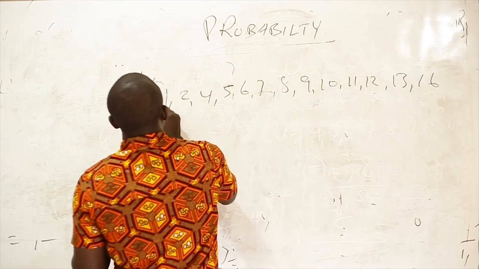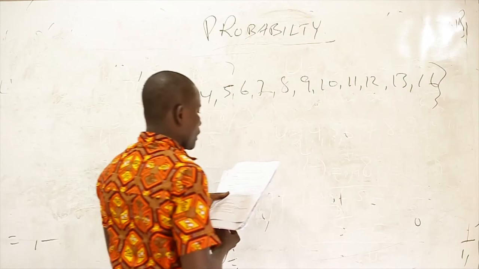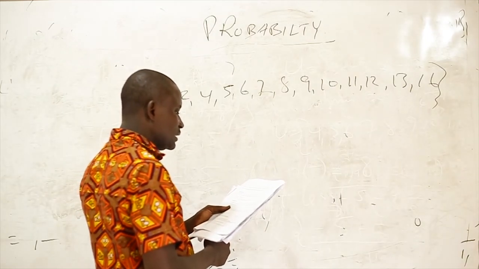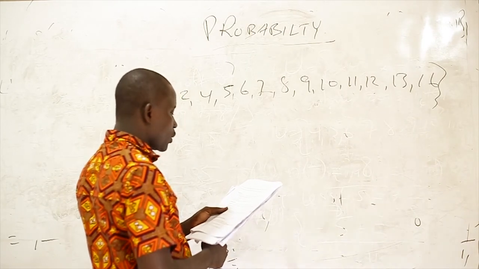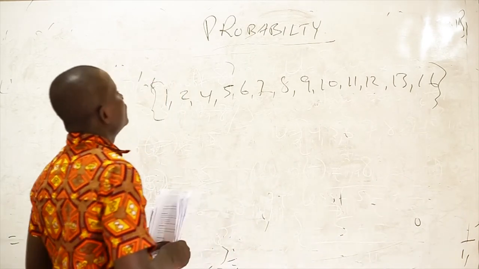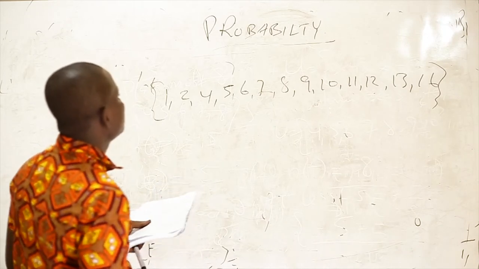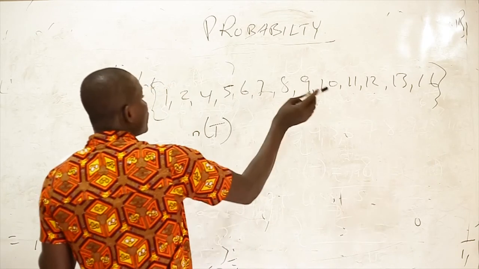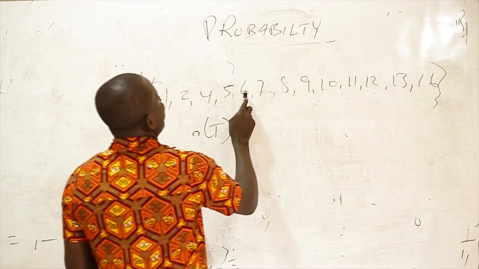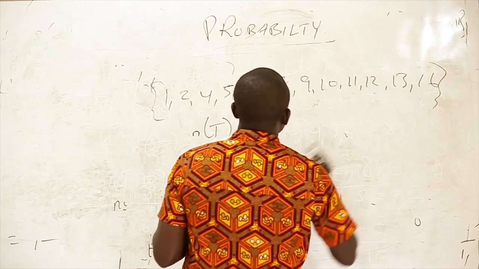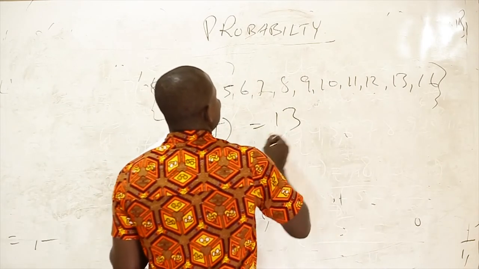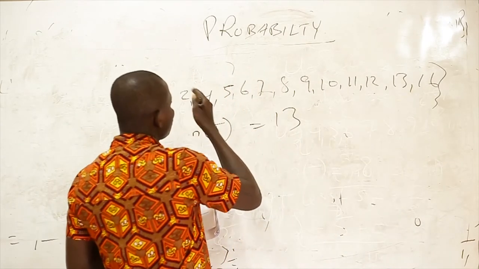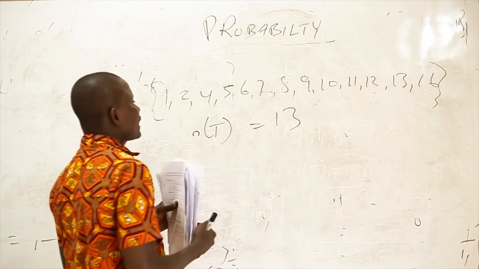It says a number is picked at random from this set. What's the probability that it is either a factor of 16 or a number greater than or equal to 10? So here, you should first list the factors of 16. In any case, what's the n total? When you count, it's not 16, count it well: 1, 2, 3, 4, 5, 6, 7, 8, 9, 10, 11, 12, 13. It's 13. That's why I'm saying you should be very careful not to just write 16, because we omitted certain numbers. For example, 3 and others are not in it.